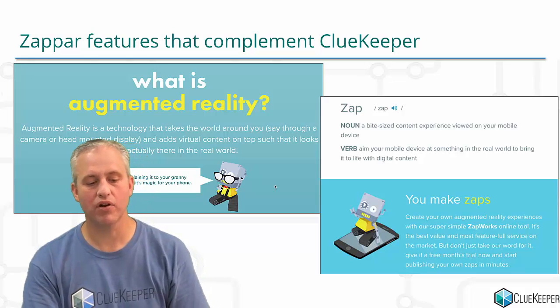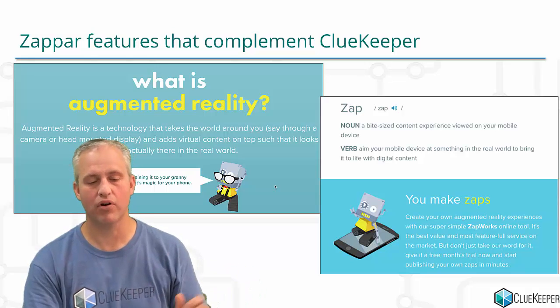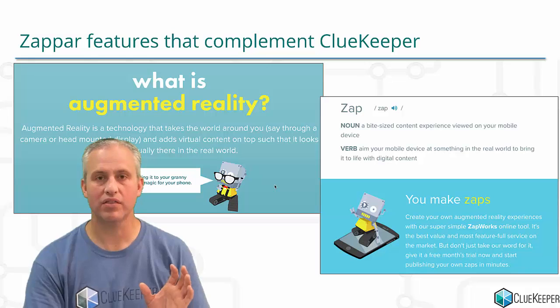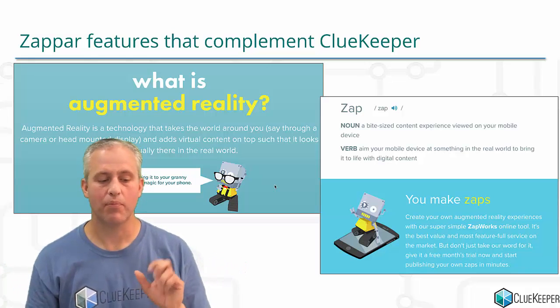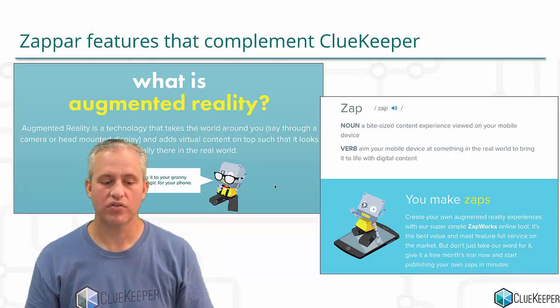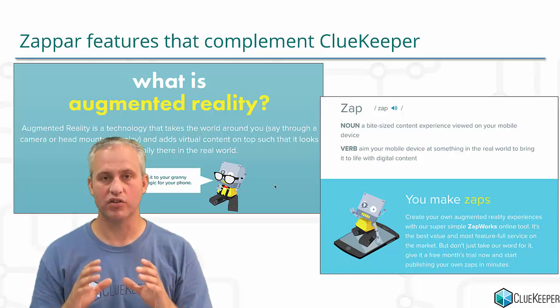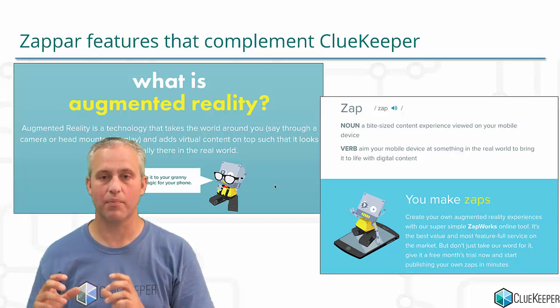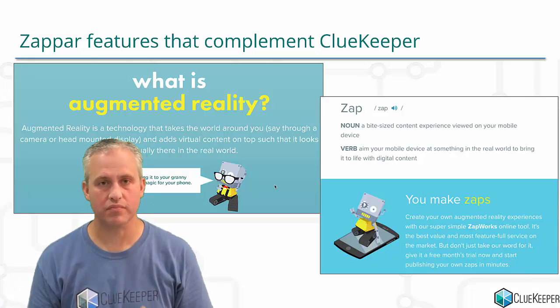First, a little vocabulary. So there's ClueKeeper, and we're a company, and then there's Zappar, and they're a company. And we make these two products, and they complement each other really well. So Zappar does the augmented reality thing. Just to help you out with the words, there is a thing called a zap. That is the actual augmented reality experience. So you build a zap, and then you integrate it into ClueKeeper, and that's the experience that your players get.